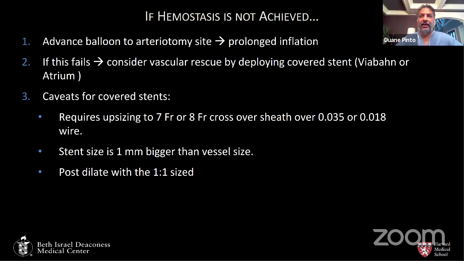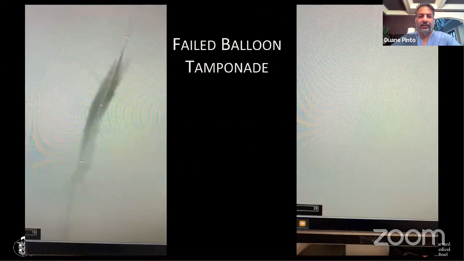Again, you want to size a covered stent 1 millimeter greater than the size of your common femoral, and then post-dilate at 1:1 to get good apposition. And remember that not all 018 covered stents go through 7 French, so you may need to plan ahead with what sheath you're going around with. Especially with TAVR, you'll already know what size that artery is.